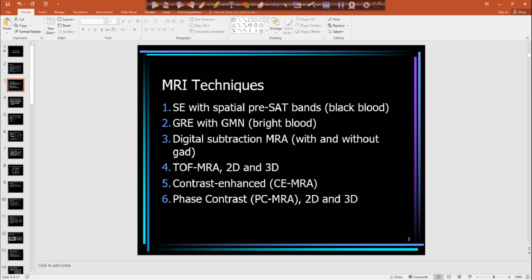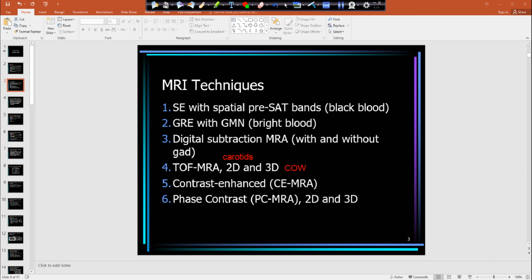Time of flight MRA. You have 2D and 3D. 2D, you're really thinking the carotid arteries. 2D, you're able to cover a larger area because we're not so concerned with saturation. 3D, we have to use a smaller area, and that's really concerned with our circle of Willis. So our 2D, we could say imaging areas like carotids. And then 3D, circle of Willis.